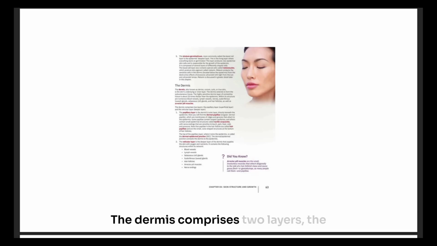The dermis comprises two layers: the papillary layer, the superficial layer, and the reticular layer, the deeper layer. The papillary layer is the dermis' outer layer directly beneath the epidermis. Here you will find the dermal papillae, singular dermal papilla, which are membranes of ridges and grooves that attach the epidermis. Some papillae contain looped capillaries, and others contain small epidermal structures called tactile corpuscles with nerve endings that are sensitive to touch, pain, heat, cold, and pressure.